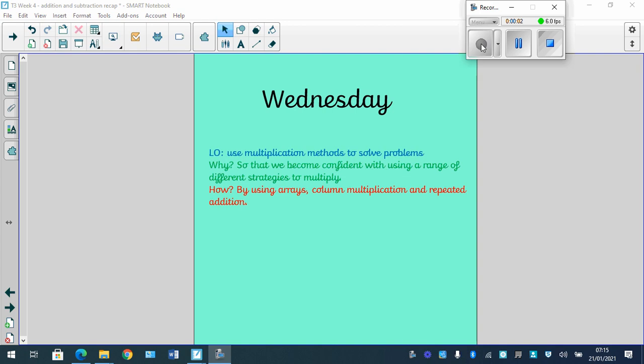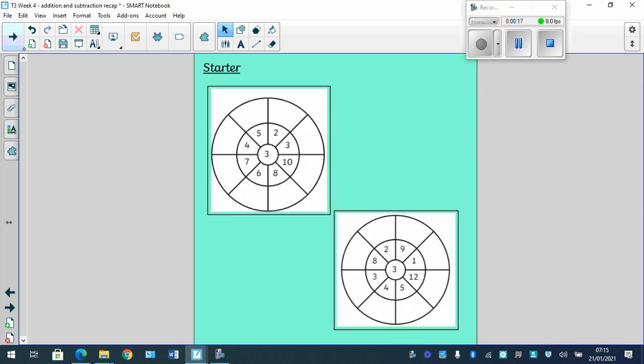Hello Year 3 and welcome to Wednesday's Maths, where we're going to be using multiplication methods to solve problems. And today we're going to be thinking back to last week and our learning about multiplication. Okay? But as always, we do need to warm our brains up.